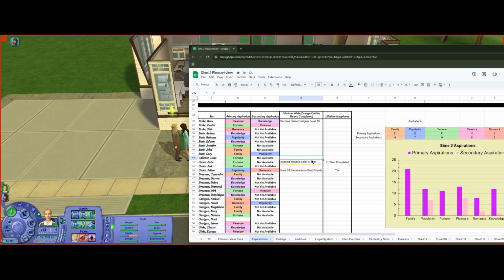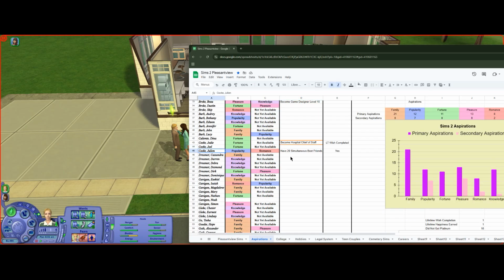And funny enough, I didn't know this was her lifetime wish until it told me, congratulations, you completed your lifetime wish. And I was like, what? So, yeah, she became hospital chief of staff. So she lives the rest of her life in platinum. So she is a very happy girl, very, very happy. And lifetime wish completed. So that's what it means in the lifetime happiness column is, yes, she completed her lifetime wish. So she's going to be in platinum for the rest of her life.